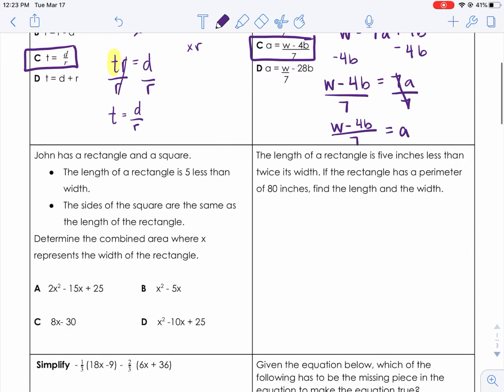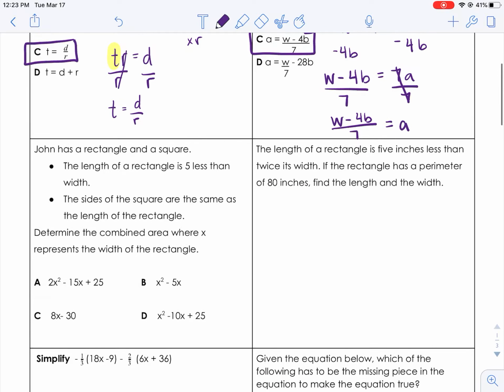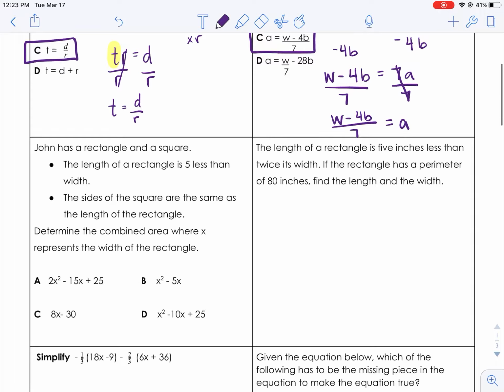Okay. So we're talking about John. John has a rectangle and a square. He says the length of his rectangle is 5 less than the width. Okay, so if we're talking about the length, it says x is going to be our width. So we're going to say, well, x is the width.